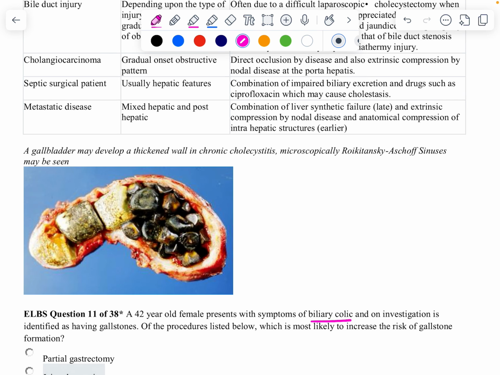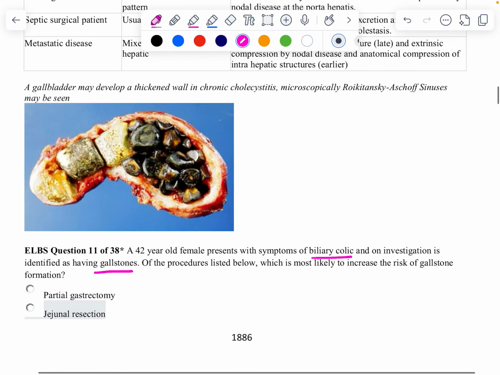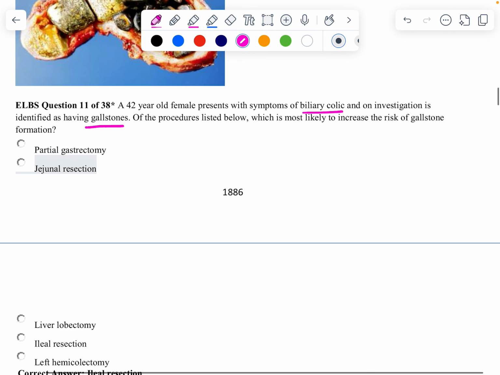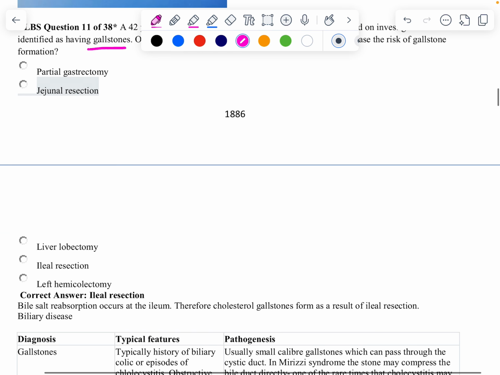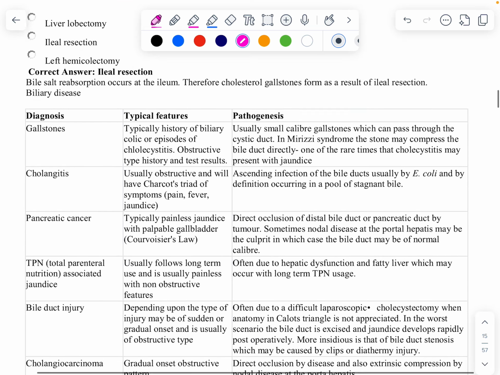A 42-year-old female presents with biliary colic and investigation identifies gallstones. Which of the procedures is likely to increase the risk of gallstone formation? Gastrectomy will definitely, and ileal resection, right? Enterohepatic circulation is reduced.